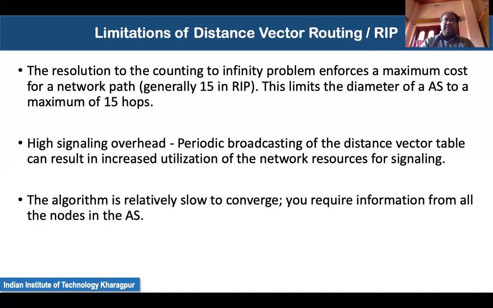And the third problem is that this algorithm is relatively slow to converge. To get convergence, you need information from all the nodes or all the routers in an autonomous system. Once you get the information from all the routers, then you can say that it has converged. But again, whenever you get information from a router, it updates itself, so it may not converge. That is why the convergence is very slow in a typical distance vector routing setup.